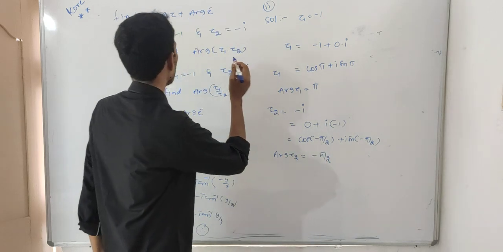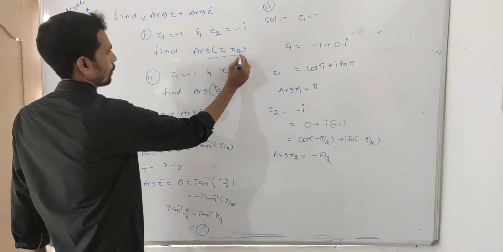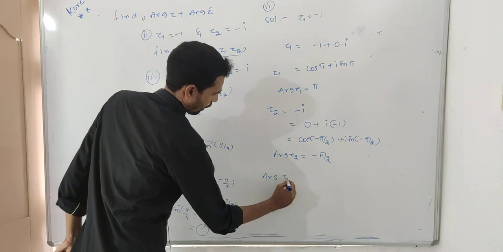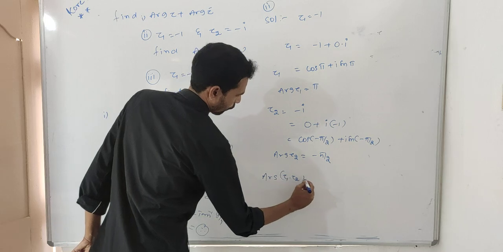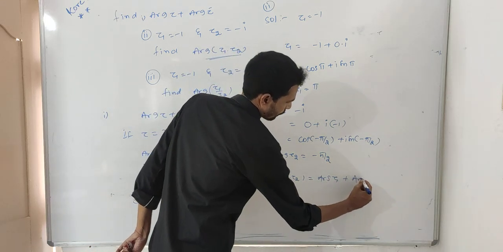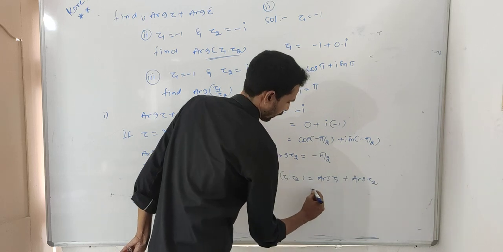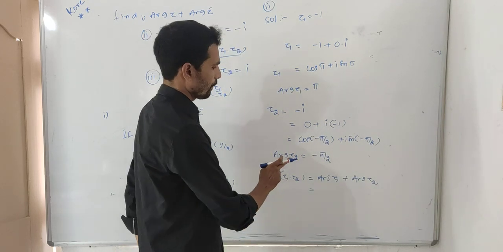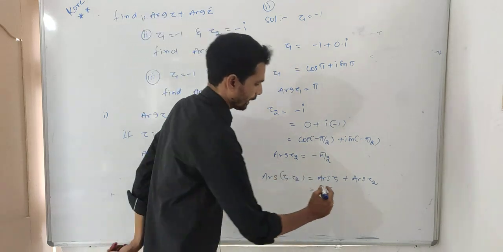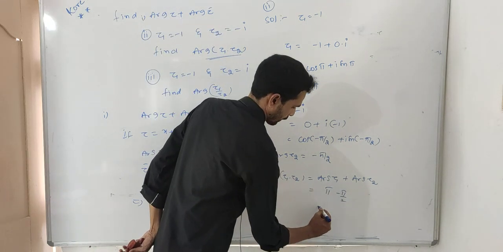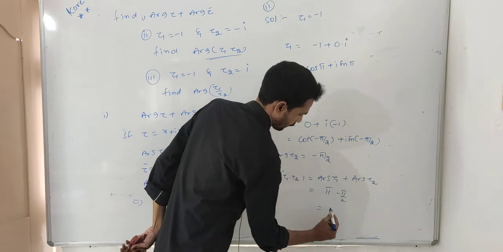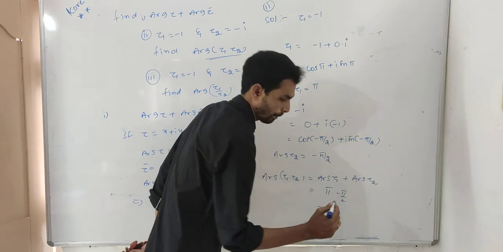Given the problem, what do you want? The asked question: arg Z1 into Z2. So what is the formula? Already we know, arg Z1 into Z2 is equal to arg Z1 plus arg Z2. What is the arg Z1 value? Arg Z1 value is pi. What is the arg Z2? Minus pi by 2. Pi minus pi by 2 is equal to pi by 2. Pi by 2 is the answer.